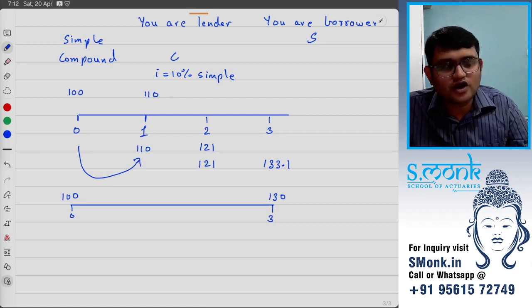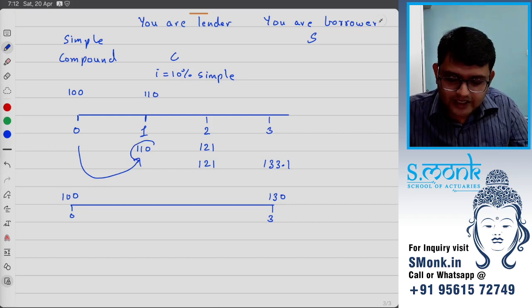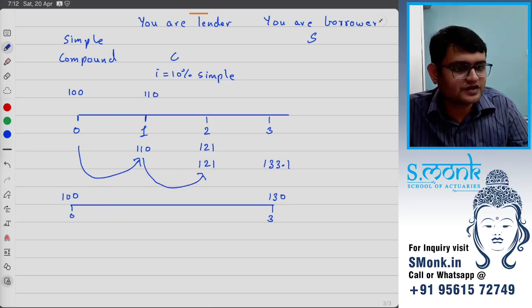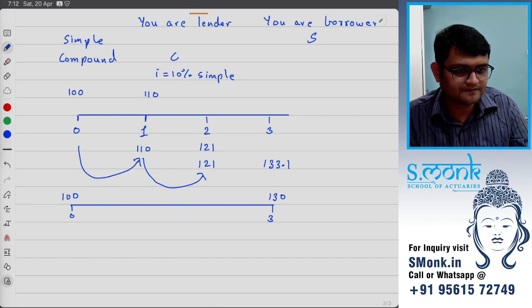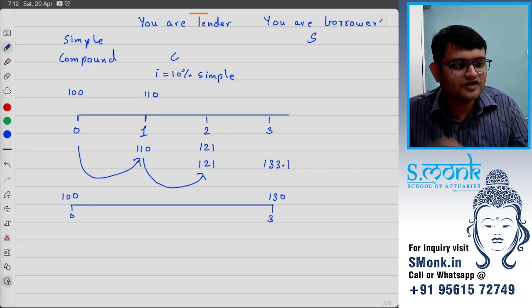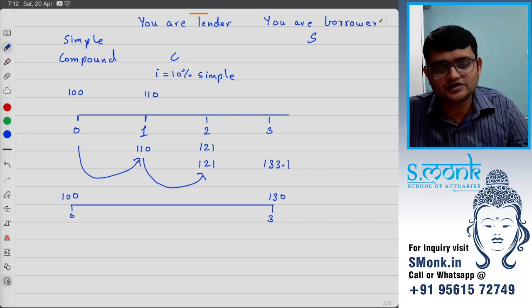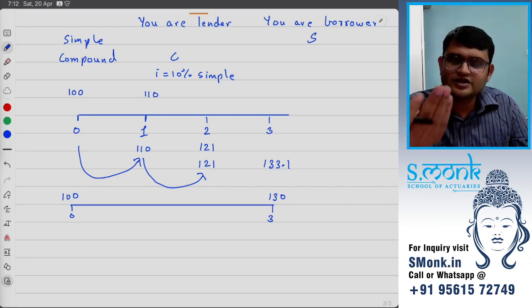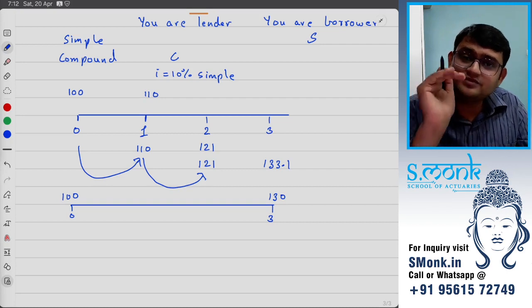And then if you want the loan again, if you want that money again, you can return me 110 rupees and take that 110 rupees back for another 1 year. Right? You would say, I will give a loan only for 1 year. Give me the money back, and if you want the loan, take it immediately.